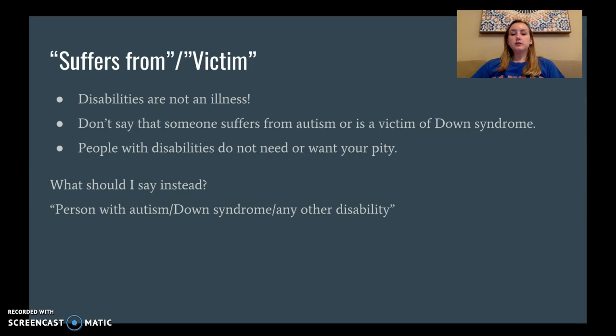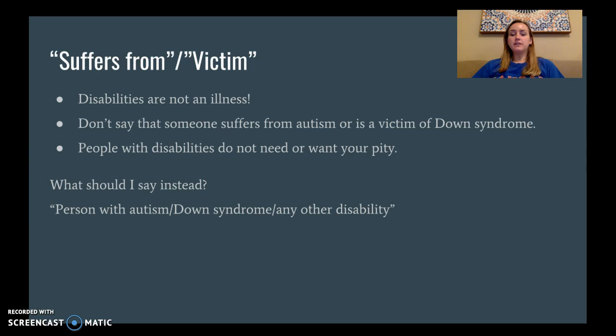We also want to avoid words like suffers from or victim. Disabilities are not an illness, and we don't need to treat them like they are. People do not suffer from autism. They are not victims of Down syndrome. These are disabilities that definitely require different care and different accommodations and modifications, but they are not something that we need to be treating like it's a deathly illness kind of deal.